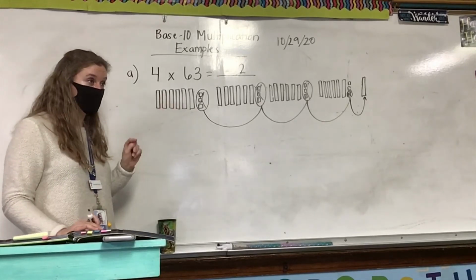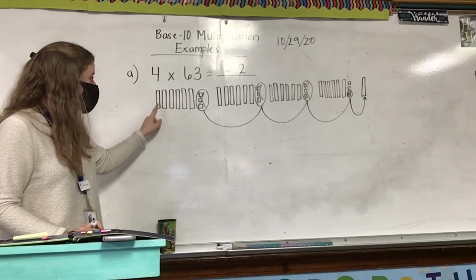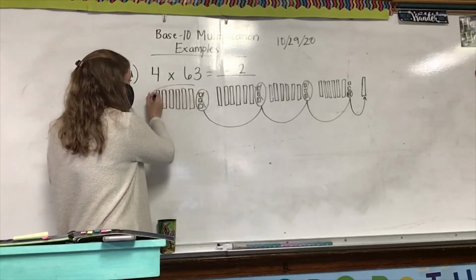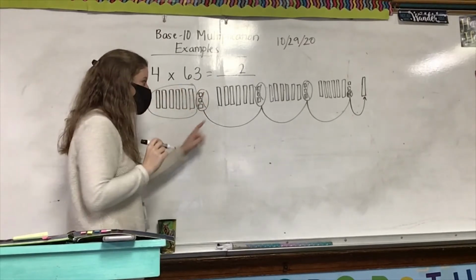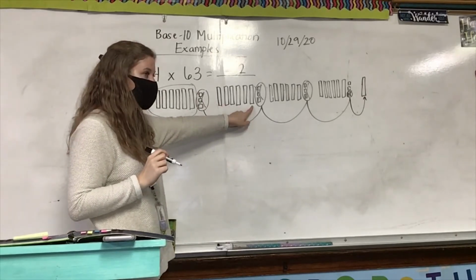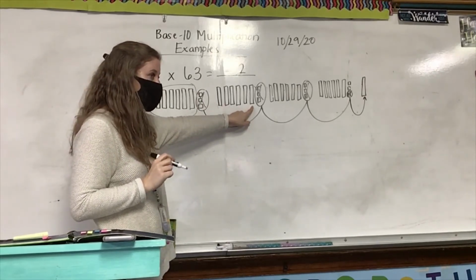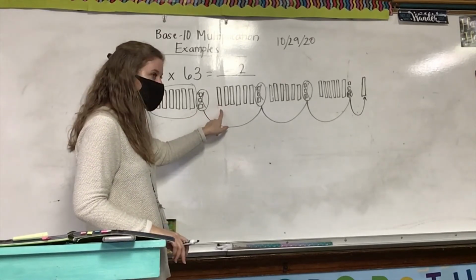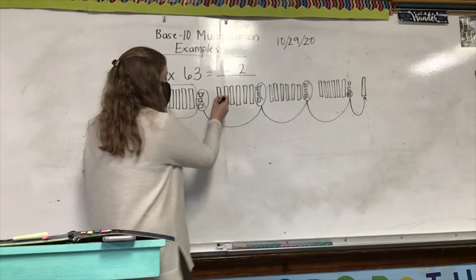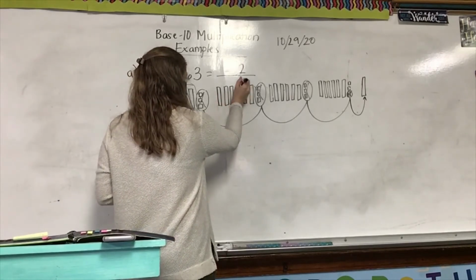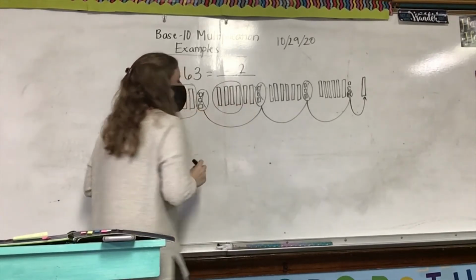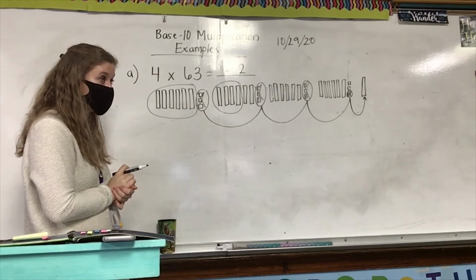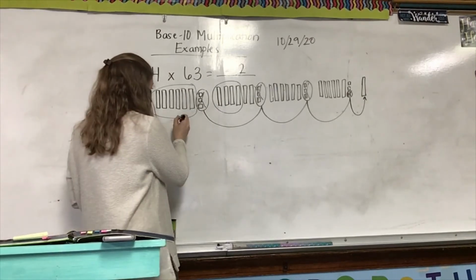So let's start with 10, right? 1, 2, 3, 4, 5, 6. Do I need to circle all of these from the next group? How many am I going to take from the next group? I have 6. How many do I need to take from the next group? 4. 7, 8, 9, 10. And what do I do with those 10 rods? You make them into a 100 flat. I make them into a 100 flat.